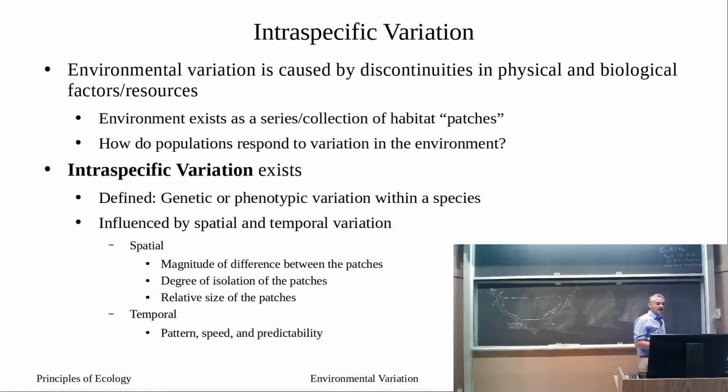We also have to account for the temporal variation. So how does this environmental variation change through time? Is it a regular variation? Is it a fast change or a slow change? Is it predictable or is it unpredictable? These are the things that we're going to talk about. We're going to start with the spatial variation, then move to the temporal variation.